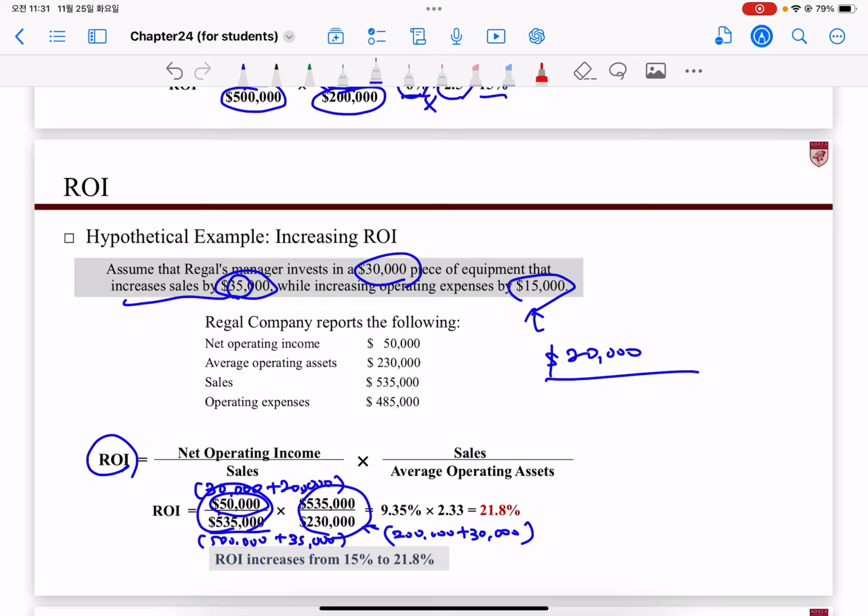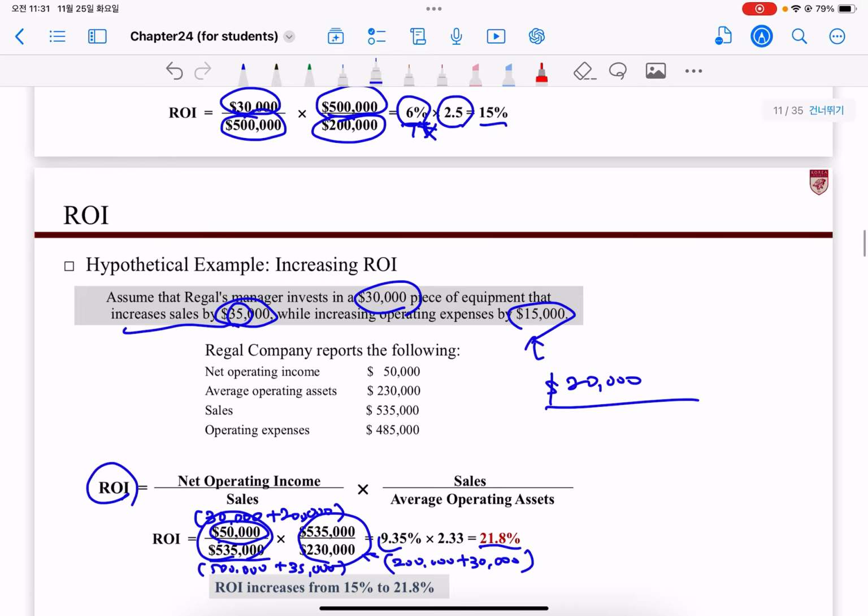So the ROI increases to 21.8%. If we look at the DuPont analysis, the profit margin increases from 6% to 9.35%, whereas the asset turnover actually decreases to 2.33. So we can see that by investing in this new equipment, the profit margin increases while the asset turnover decreases to a smaller extent, so that overall the ROI increases.